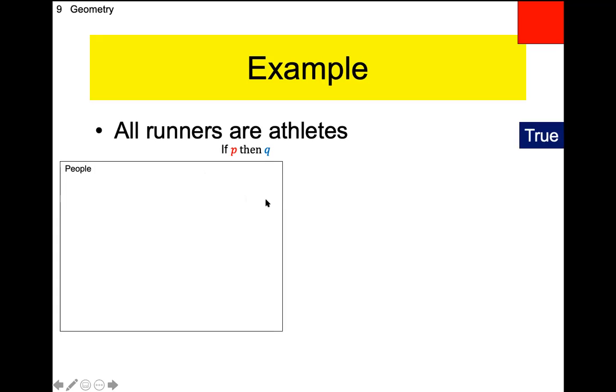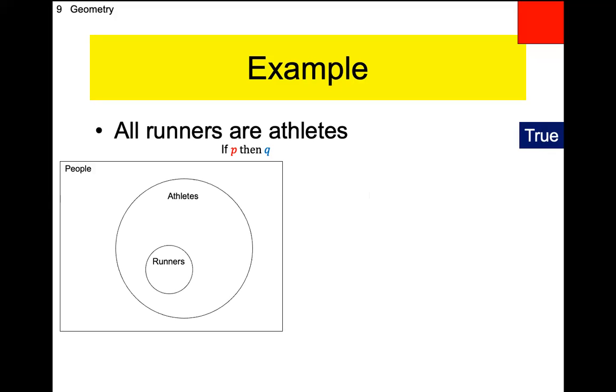So if I were to draw this as a Venn diagram, well, people, runners are people. You could argue dogs are runners, but let's just keep our universal set to people. And it says all runners are athletes. How would I draw that as a Venn diagram? If all runners are athletes. Wouldn't you put a big circle, and then a smaller circle inside? So if all runners are athletes, then runners, that entire circle must be inside of the circle called athletes.